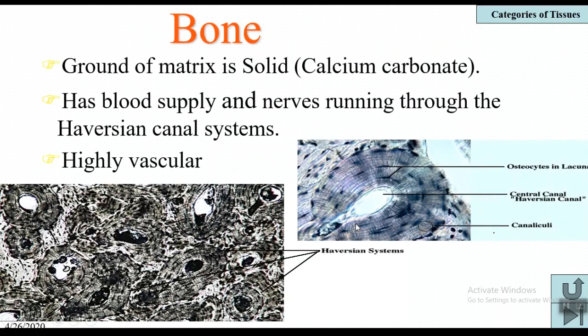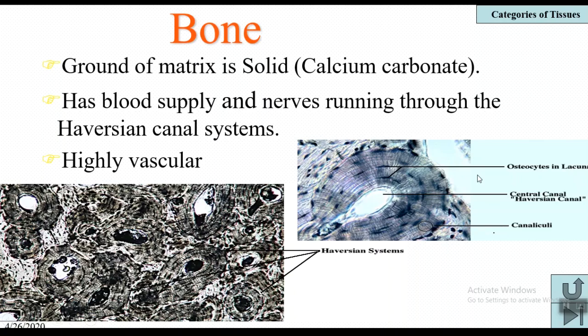Bone, the ground matrix is solid and highly calcified, and it has a large amount of blood supply and nerves running through the Haversian canals. These are Haversian canals, and it is richly supplied with blood vessels. That's why it is called a highly vascular tissue. Bone is a highly vascular tissue, and it has a Haversian canal system.